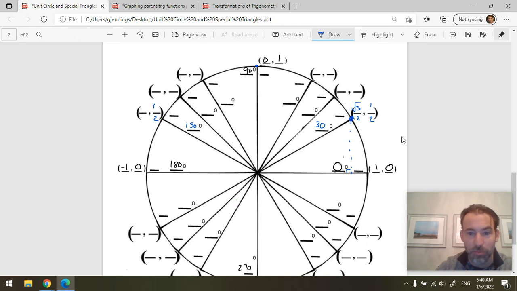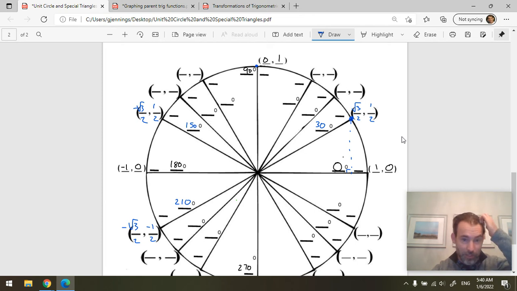It's just the x value has been reflected in the y-axis. So we have negative root 3 over 2 there. And then down here, if we flip it, this one down here is also a related acute angle. This is 210, 180 plus 30. And that will have the same x value as that. So it's negative root 3 over 2. And then the y value is just the negative 1/2.